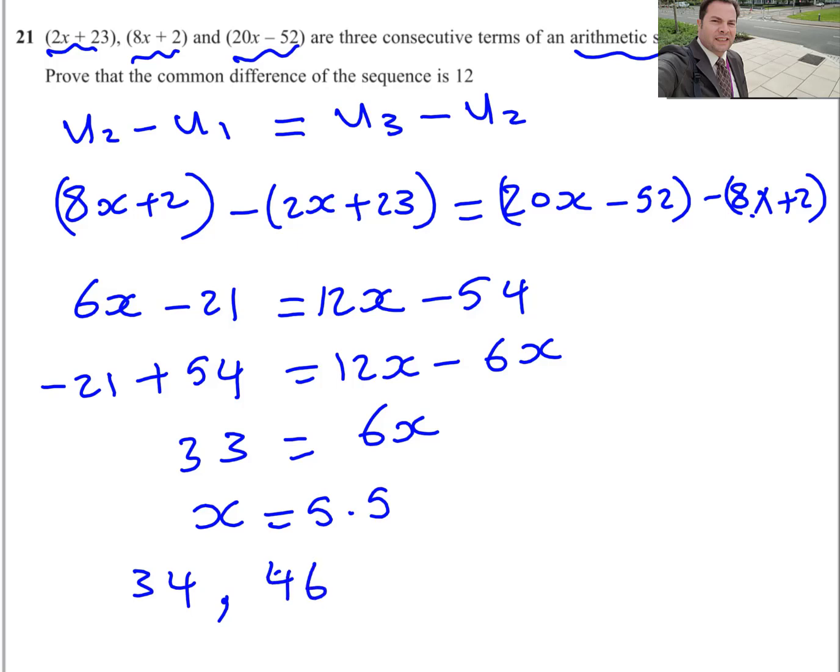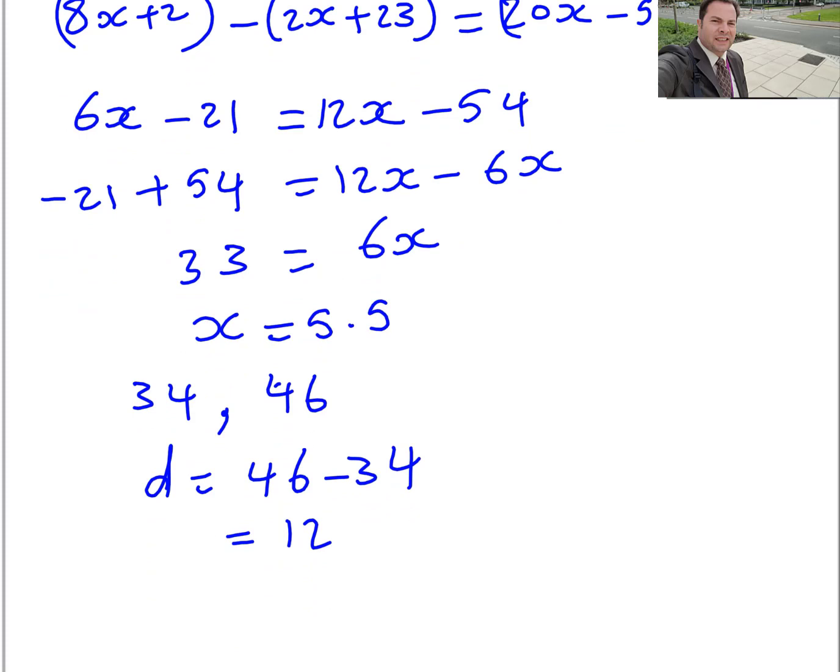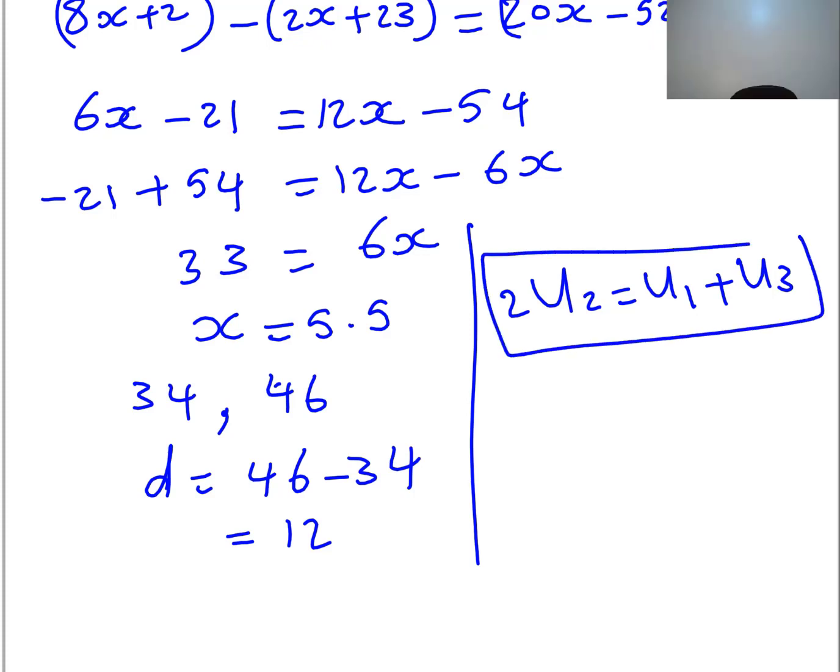You can find also the third term, but he asked only to find the common difference. You can subtract to get the common difference: second term, 46 minus 34, so the answer is 12. He asked to show that. Or, in case we have 3 terms in an arithmetic sequence, double of the second term is equal to the sum of the first and third. If you apply this equation, exactly the same, you can find the value of x.